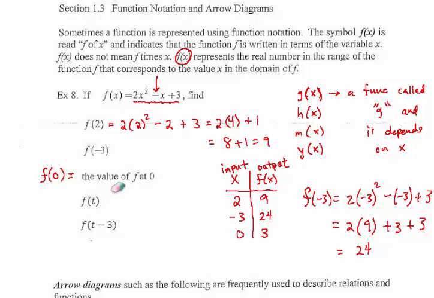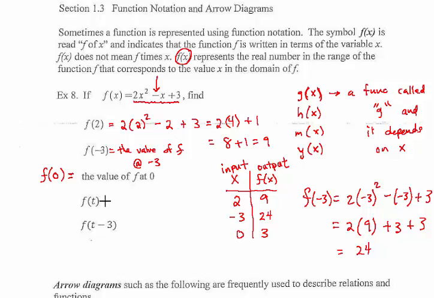Okay, so you could see this with any number, not just 0. We could call this function notation f of negative 3, the value of f at negative 3. So we can write this out in words just like we can use the function notation.